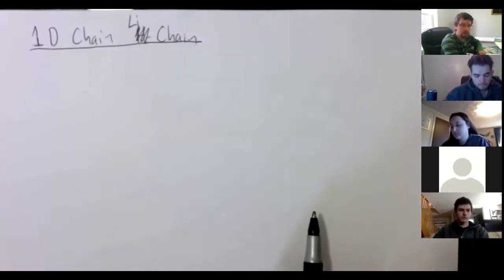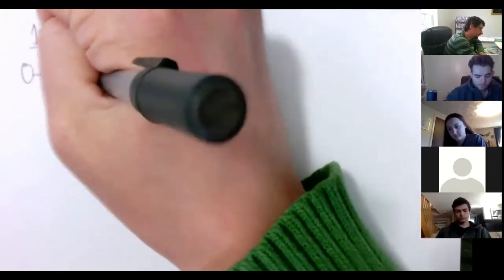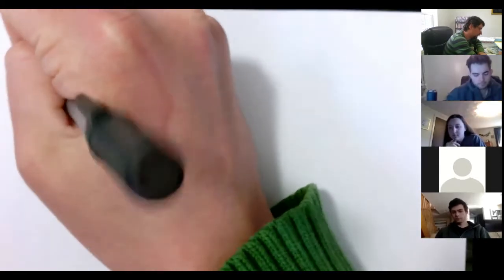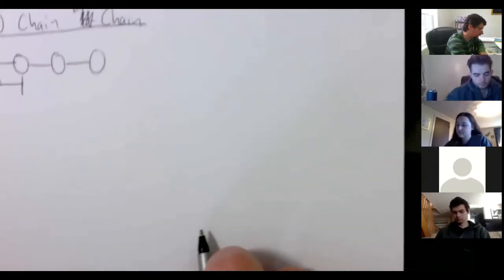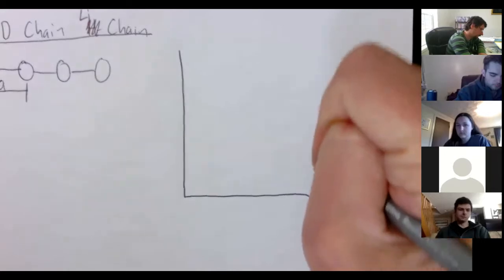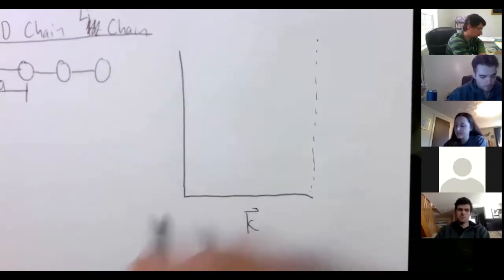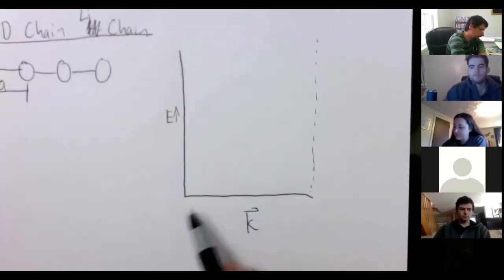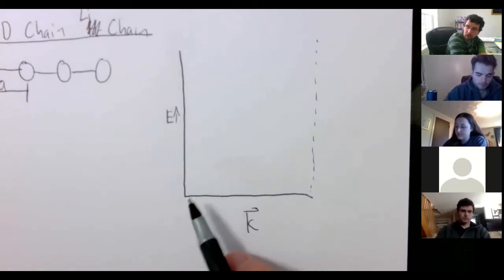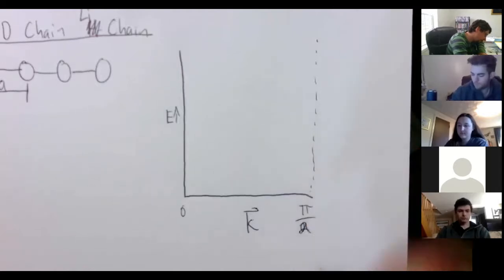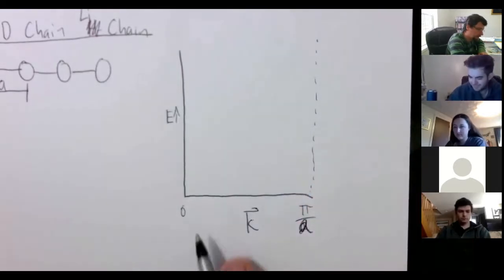If we go to draw that, we're going to treat our system the same. We're going to have our lithium atoms and we're going to space them apart by a. So let's go to draw that band structure. We have k down here. What's our y-axis? Energy, E. And what are our limits for k? Going from 0 to pi over a.